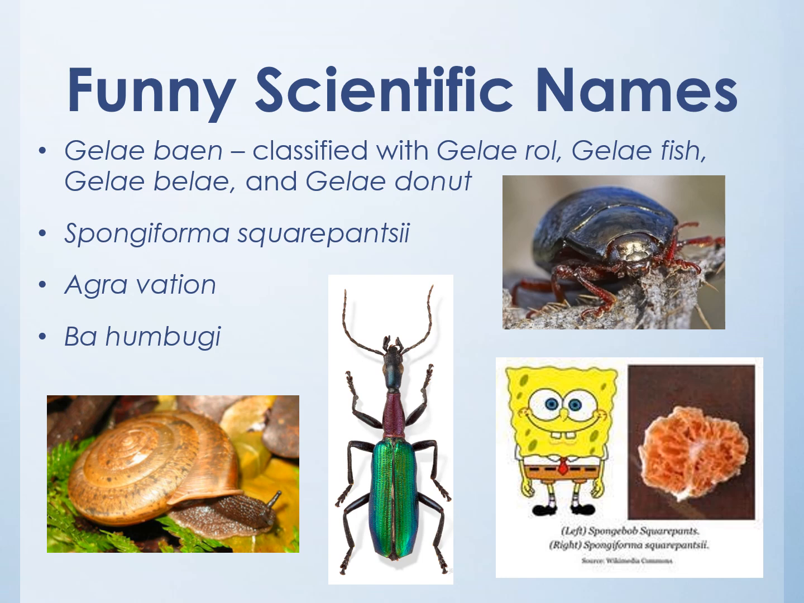If you discover an organism, you get to name it. However, if it belongs in an already established genus, you can't change that name. But here are some examples of some funny names scientists came up with. There's a beetle called jellybean. Members of its genus include jelly roll, jellyfish, jelly belly, and jelly donut. A fungus was discovered that looked very porous, so they named it after SpongeBob SquarePants. Another beetle is called aggravation, although it's not really an aggravating beetle. A snail found in Fiji is named Bah Humbuggy, after Scrooge from A Christmas Carol.